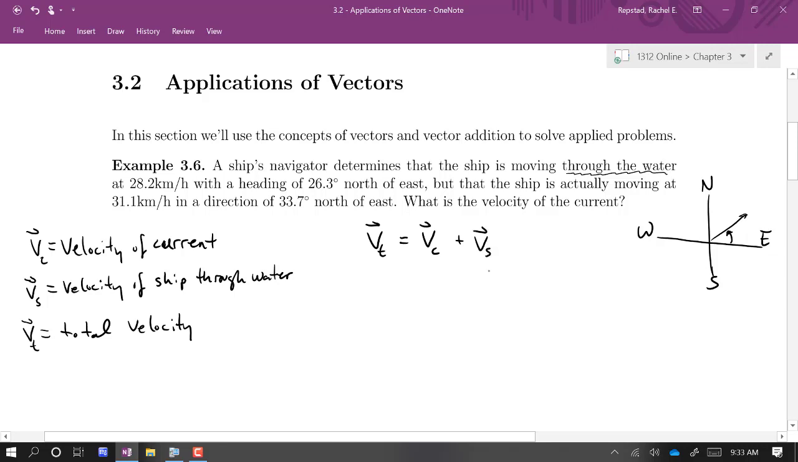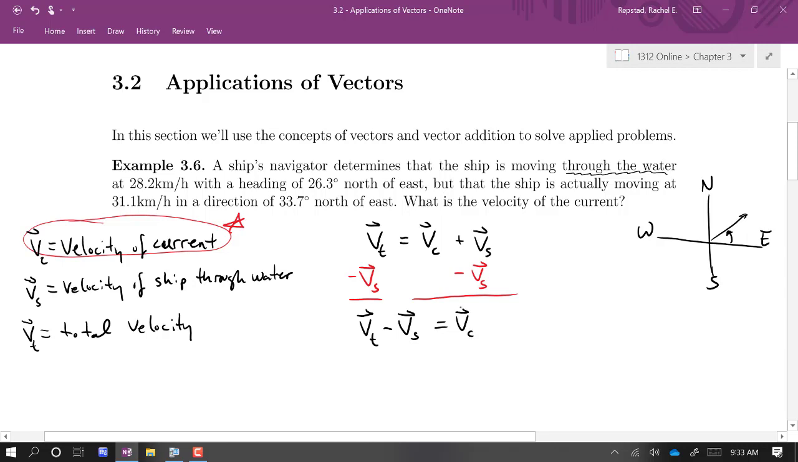They gave us the velocity of the ship through the water. They gave us the total velocity. What we want is the velocity of the current. So that's our goal. And so I'm going to take this equation. Here we have an addition of vectors equation, but we want to solve for the velocity of the current. So algebraically, we could just subtract VS from both sides. So we get that VT minus VS is equal to VC. And that's what we're going to use.